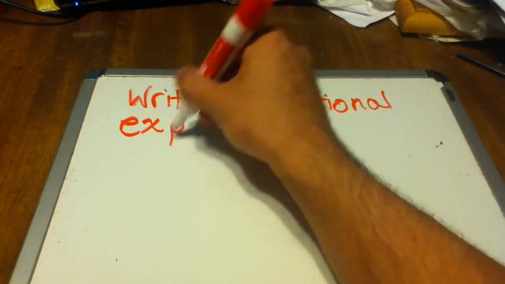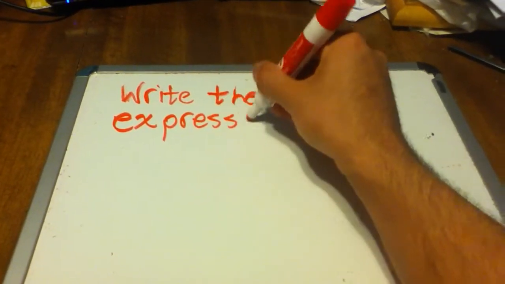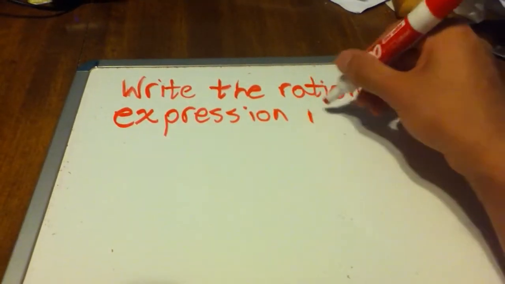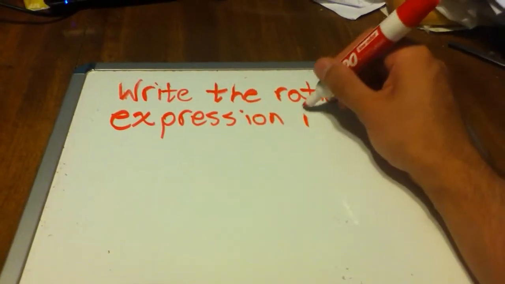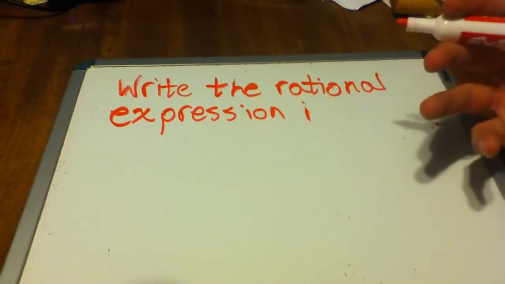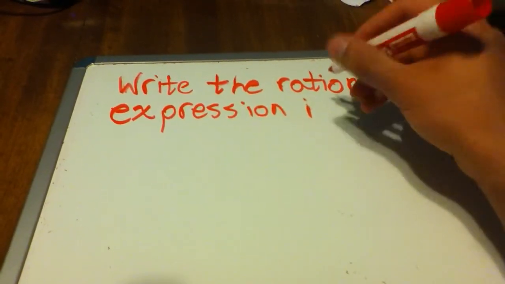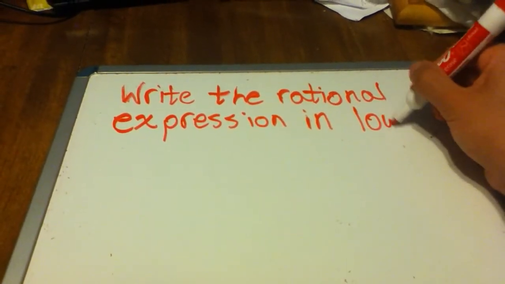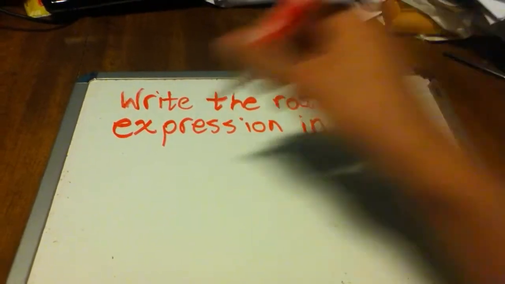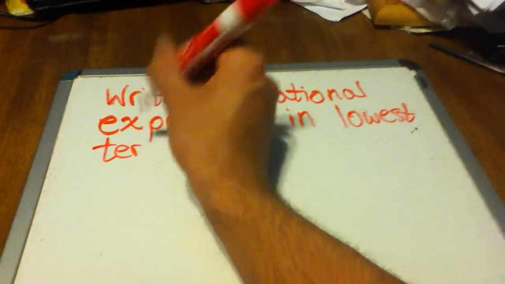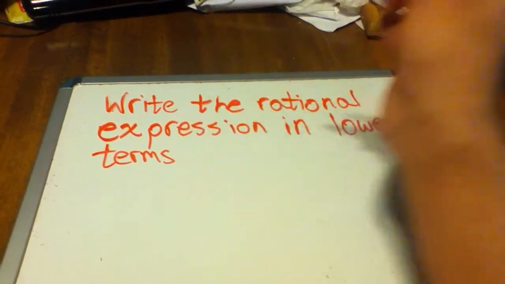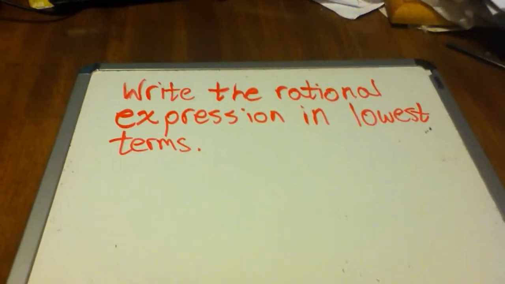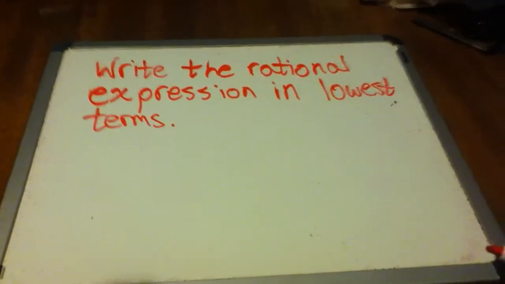Basically what you're going to do there is factor out whatever you have in common for the numerator and the denominator of the rational expression, and get rid of or eliminate those common factors to get it to its simplified form. That's basically what these instructions are asking for.